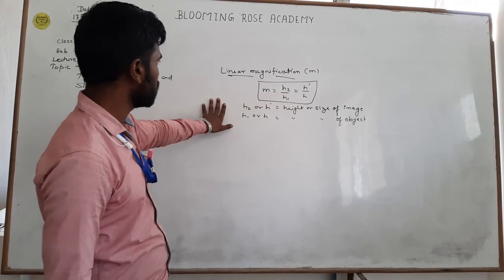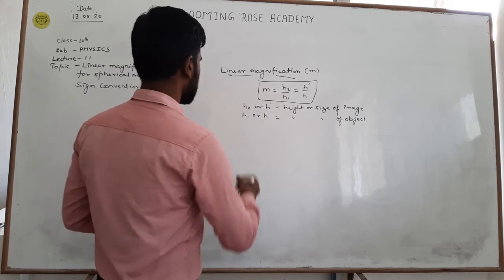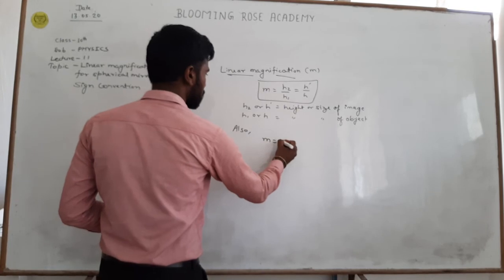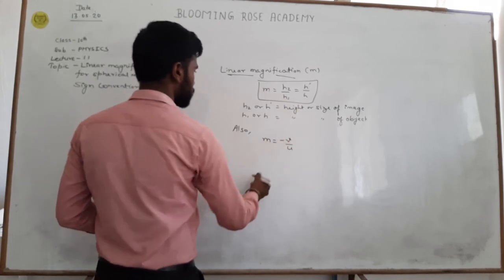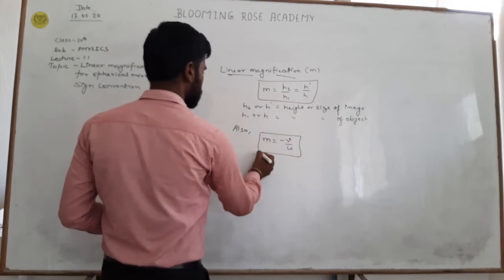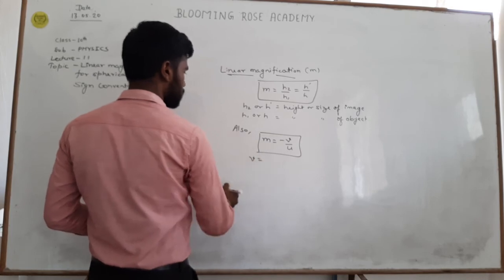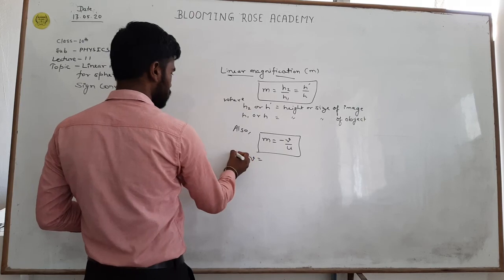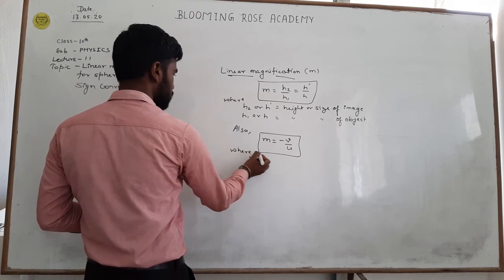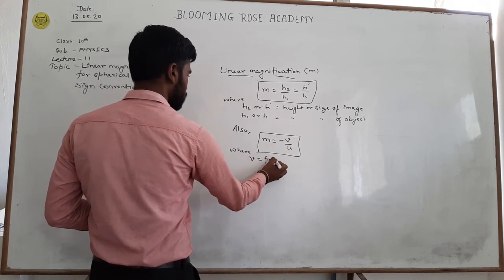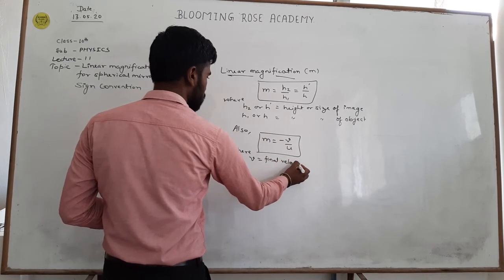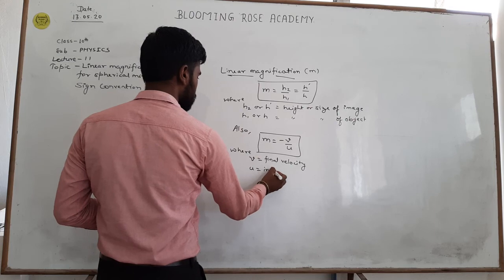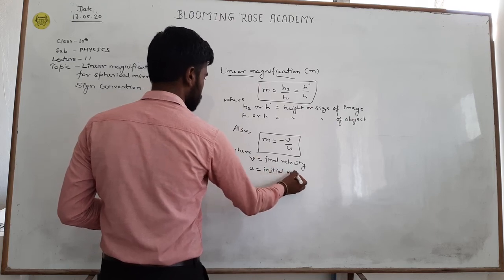Also, m is equal to minus v upon u. Here v is the image distance and u is the object distance.